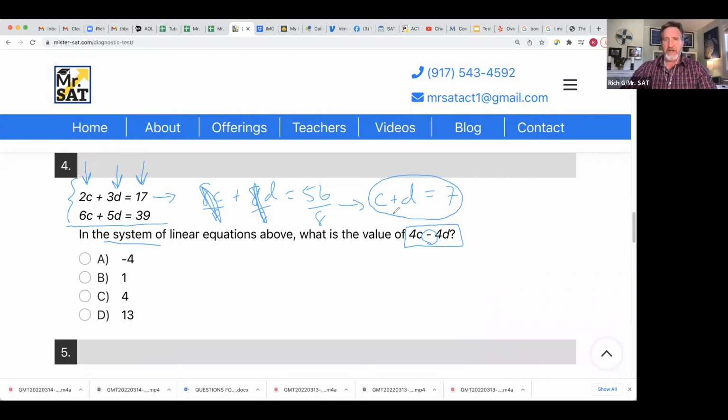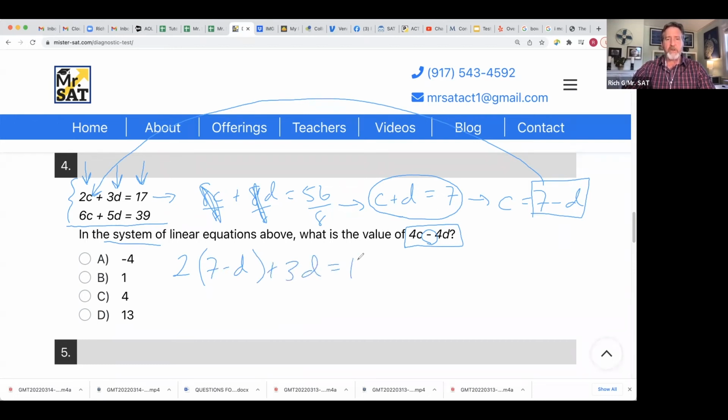Now I can isolate my c. I'm going to get something simpler. So c is going to equal 7. I've got to subtract d from both sides, minus d. Now I can take 7 minus d and plug it back in for this c right here. Okay, I'm going to do it down here. So everywhere I see a c, I've got to put 7 minus d. 2 times 7 minus d plus 3d equals 17.